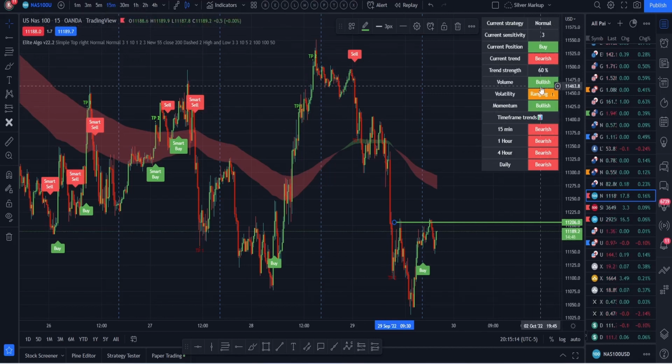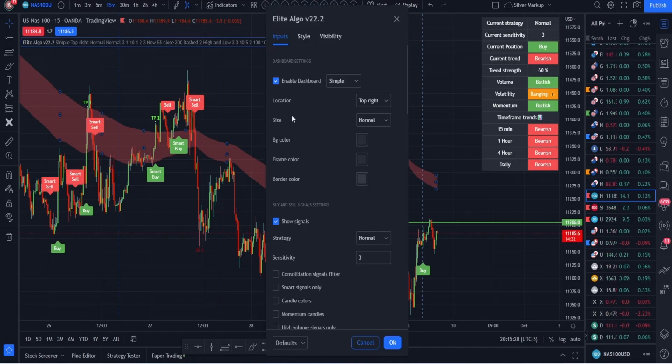So having this in front of you while you're scalping, it's going to give you a great idea of where you are in the market and what you need to be looking for in the smaller time frames that are going to be lining up with the bigger time frames. So let's go to the next part of the Elite Algo system. We'll leave the dashboard on, we're just going to make it smaller.